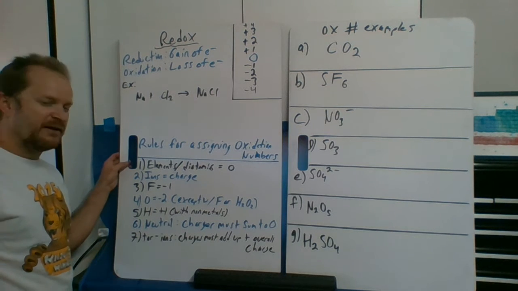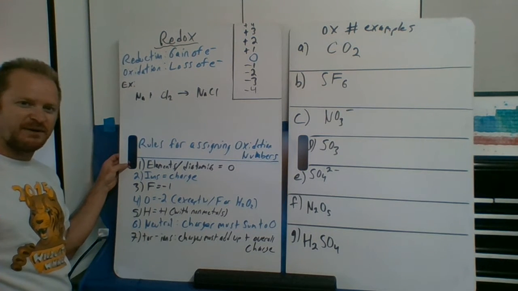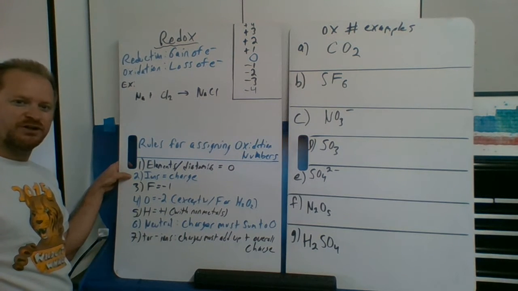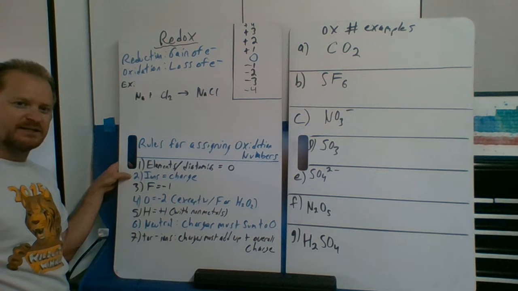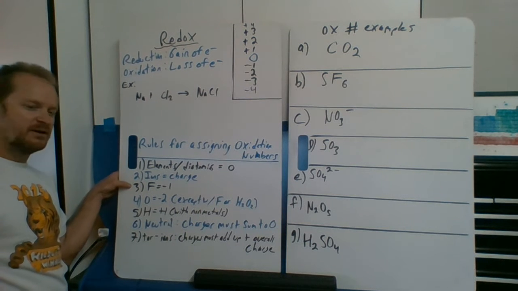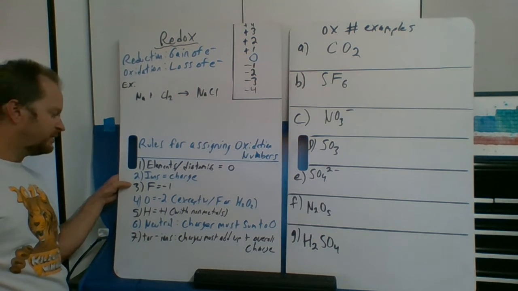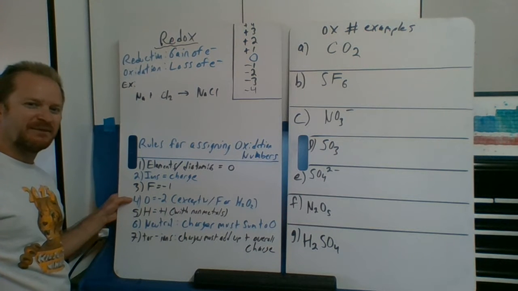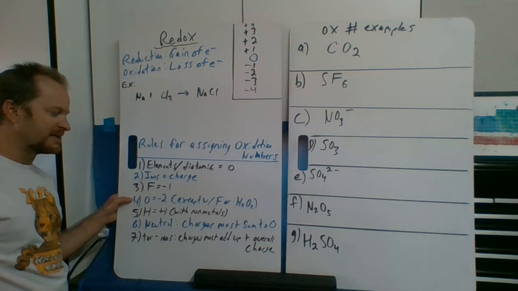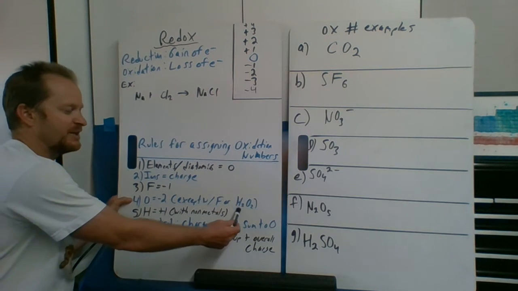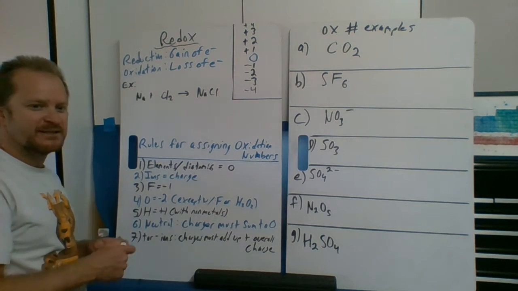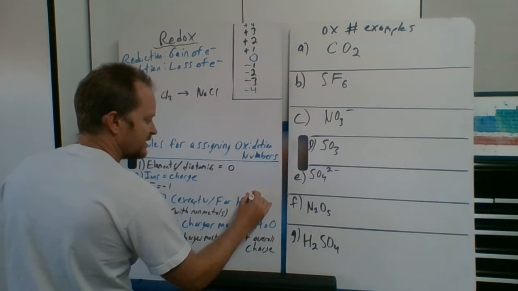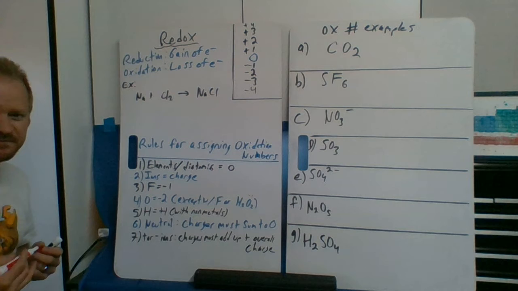If it is an element or something is diatomic, its oxidation number is 0. If it is an ion with a charge, its charge is its oxidation number. Fluorine will always be -1. Oxygen, 99% of the time, is going to be -2, unless it's with fluorine or if it's H2O2. In this instance, H2O2, its oxidation number is -1.